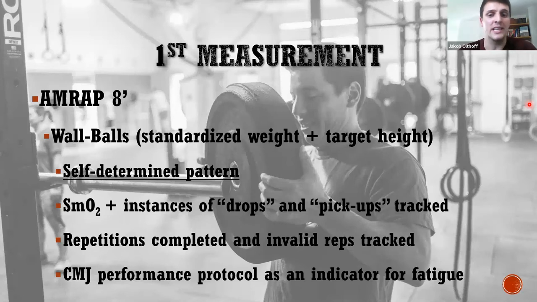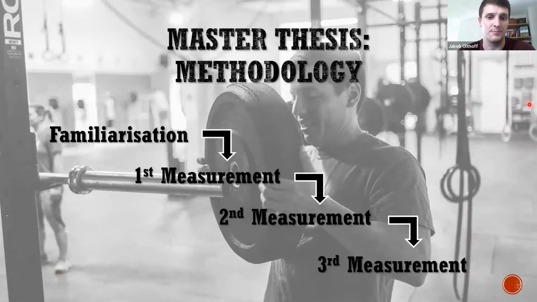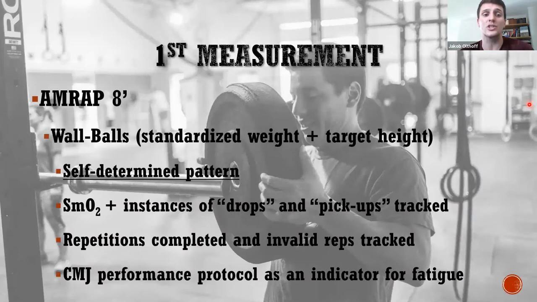What we do is capture muscle oxygen saturation and the moments of drops and pickups of the wall ball. We also track the repetitions completed and the invalid reps, for example when they don't hit the target height. Based on a counter movement jump performance protocol, we want to analyze their fatigue. They perform a counter movement jump before the AMRAP and afterwards, and then we can find out how their fatigue level is.